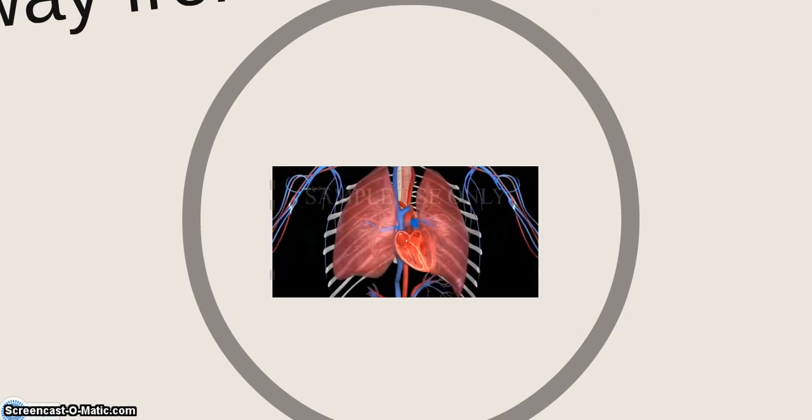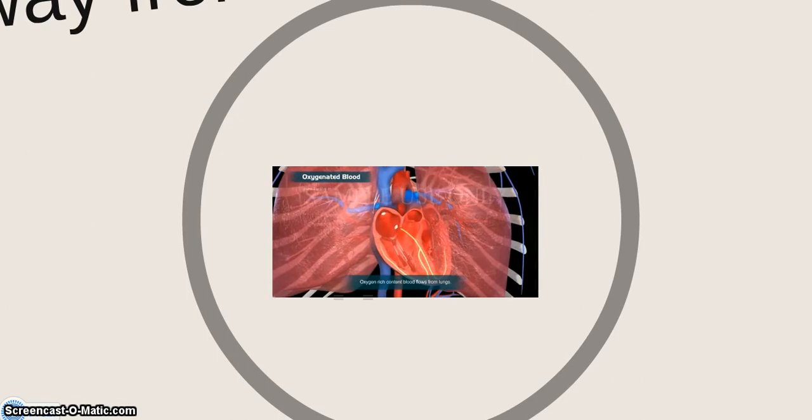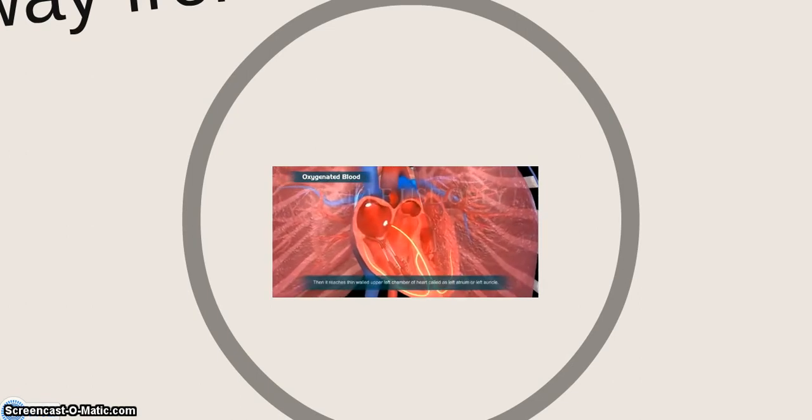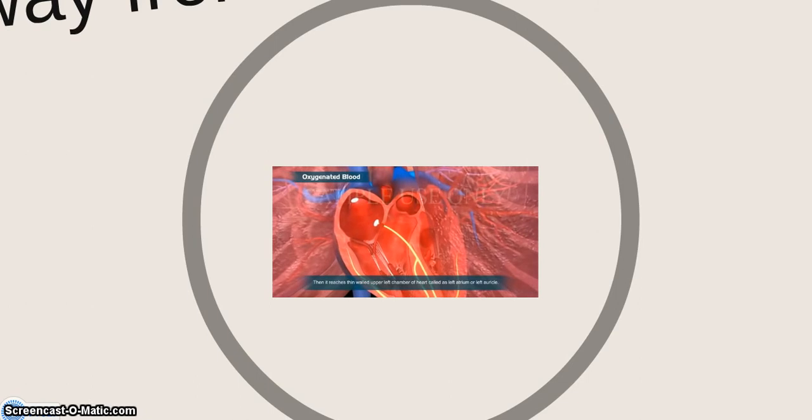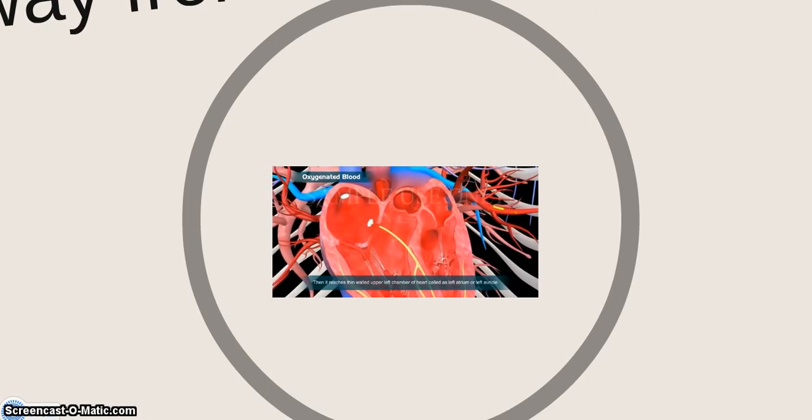Oxygenated blood. Oxygen-rich blood flows from the lungs. Then it reaches the upper left chamber of the heart, called the left atrium or left auricle. The left auricle or left atrium relaxes when it is collecting the blood. Then the left atrium contracts and the left ventricle expands so that blood is transferred to the left ventricle. When the muscular left ventricle contracts, blood is pumped out to the body.